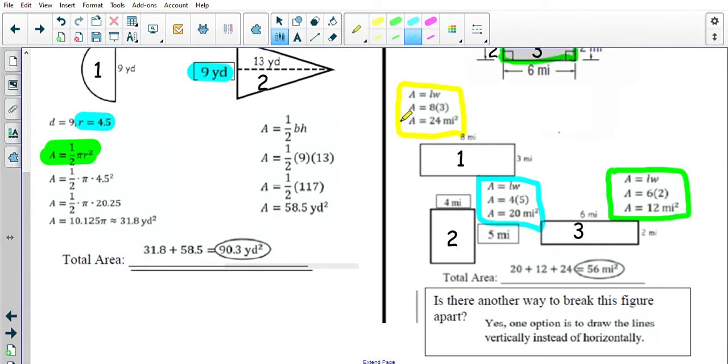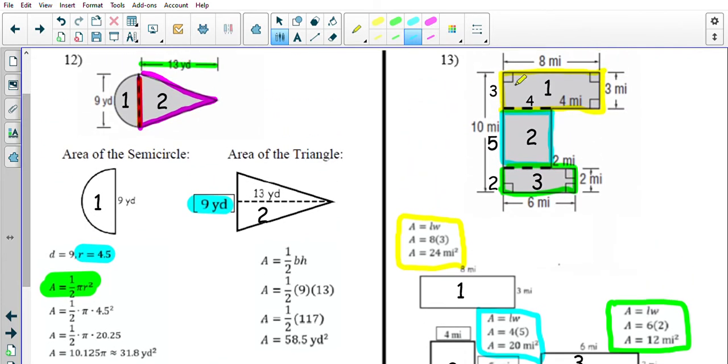To find our total area, we'll add the 24 to the 20 to the 12. You can see I did that down here. The final area is going to be 56 miles squared. Now, is there another way to break up this figure? Absolutely. You could draw those lines vertically instead of horizontally. So I could have actually split it up by drawing lines along here.